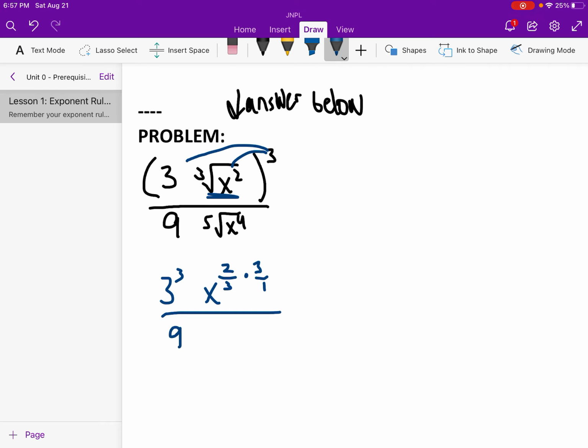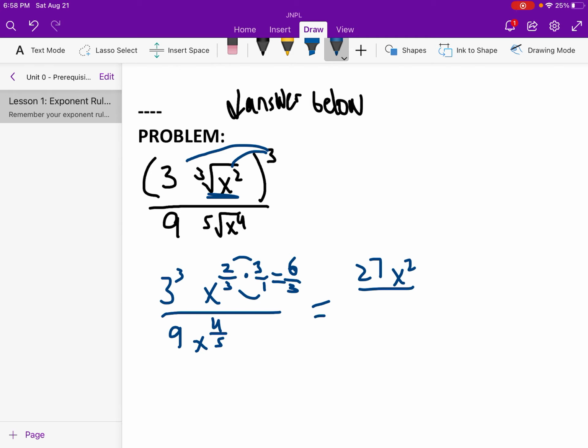Then down here we can have 9. Let's change this to exponential form. X to the 5/4. Or wrong way, sorry, 4/5, actually. Now we know that 3 to the 3rd, or cubed, is 27. And then multiply that. 2 times 3 is 6. 3 times 1 is 3. 6 divided by 3 is 2. So that's what that equals. So 6 over 3. That's how you multiply fractions. Hopefully you know how to do that.